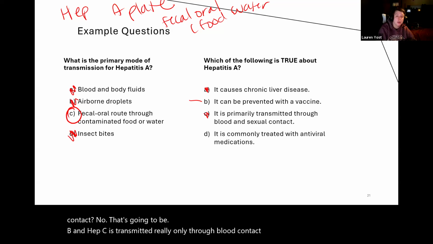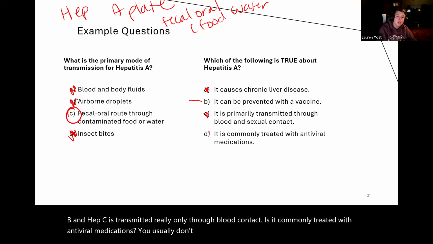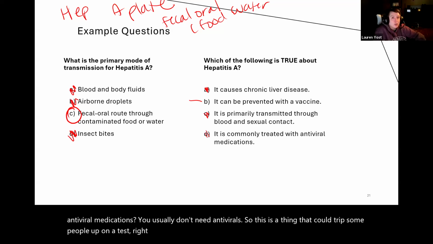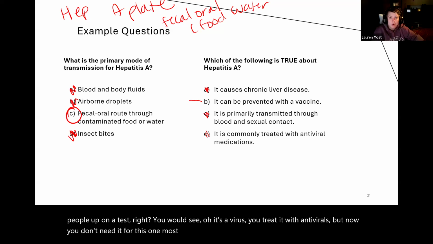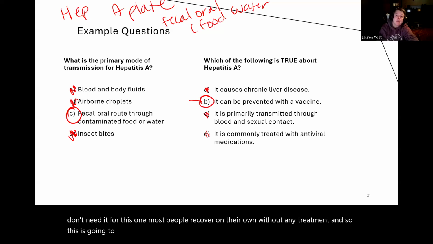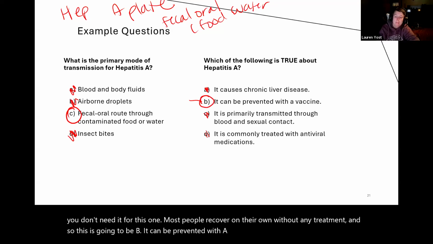Is it commonly treated with antiviral medications? You usually don't need antivirals. So this is a thing that could trip some people up on a test, right? You would see, oh, it's a virus, you treat it with antivirals, but now you don't need it for this one. Most people recover on their own without any treatment. And so this is going to be B. It can be prevented with a vaccine.